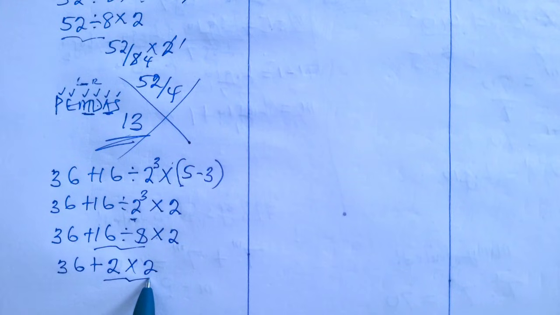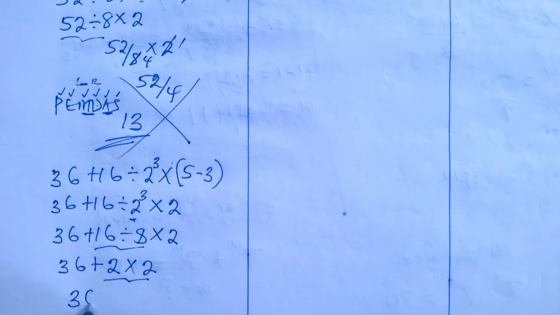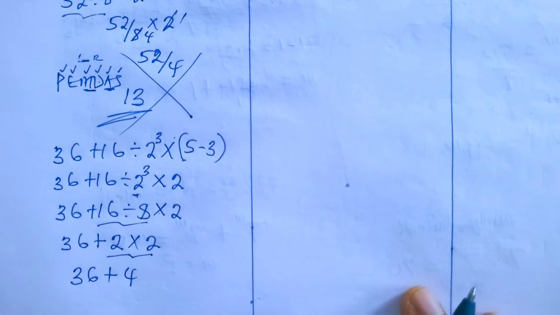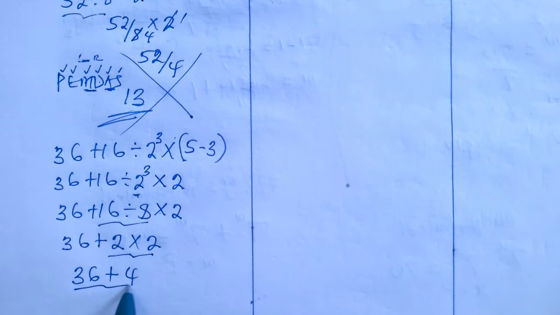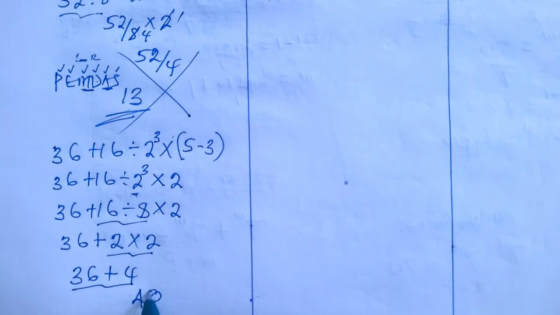And next, we are going to consider multiplication. Multiplication is of higher priority than the addition, and the expression becomes 36 plus 2 times 2, that gives us 4. And lastly, we consider the addition. 36 plus 4 gives us 40. And this is the correct answer to this given expression.